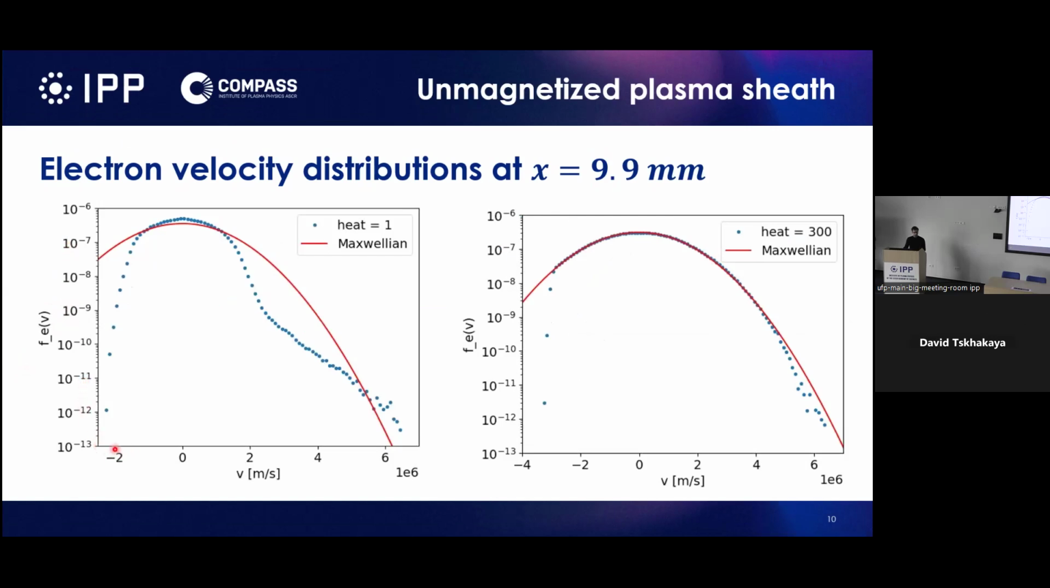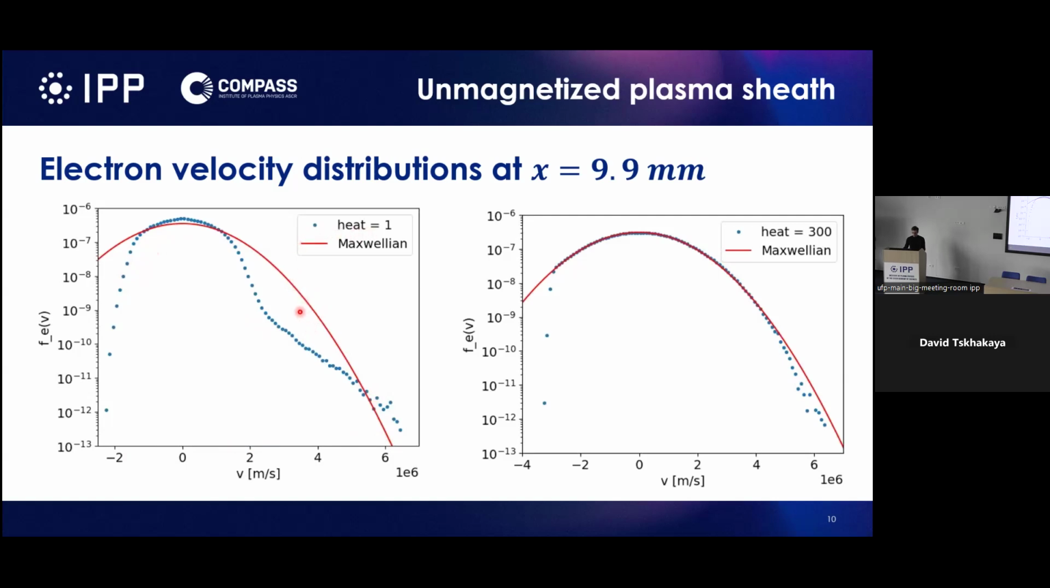Here, the negative velocities are away from the wall and the positive velocities towards the wall. In red, we have the Maxwellian corresponding to the recorded temperature, and the blue one is directly the distribution function, which is recorded by the BIT1 code. So here we have the case with heating 1.